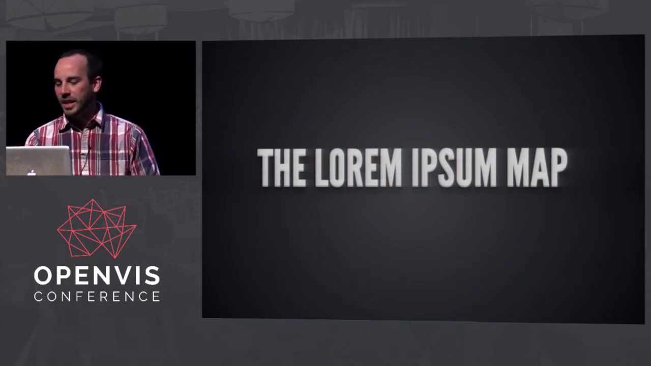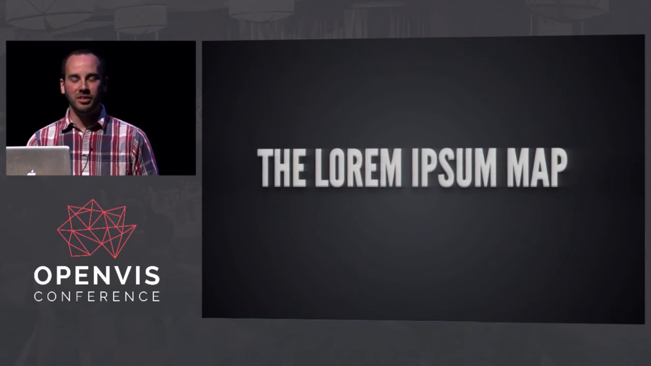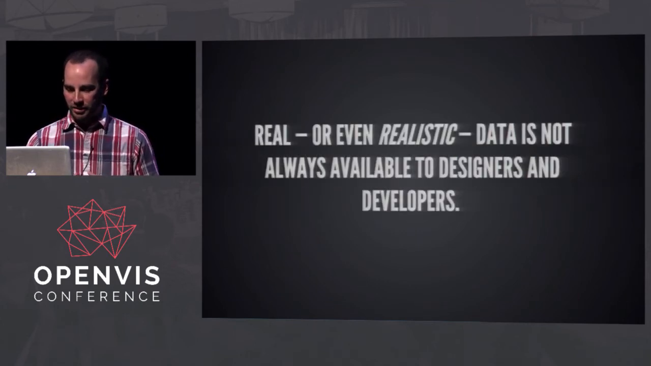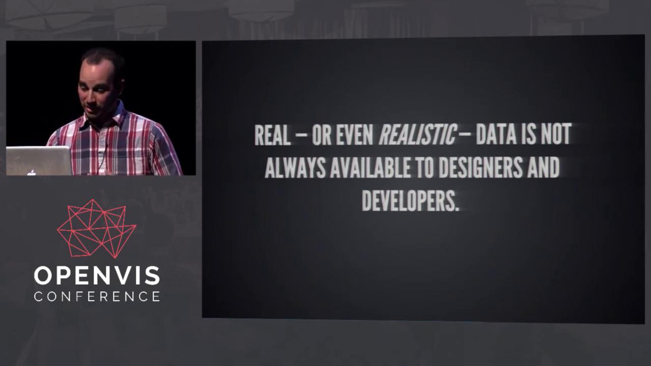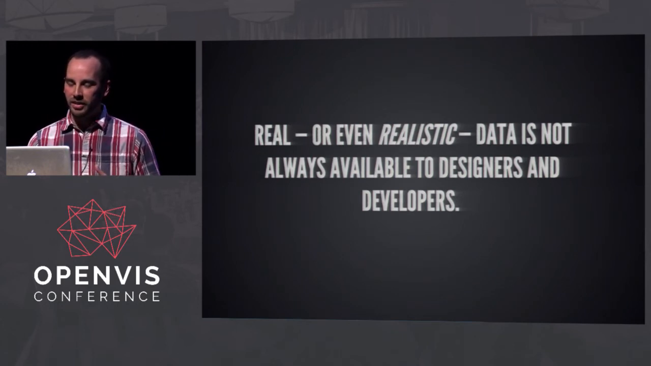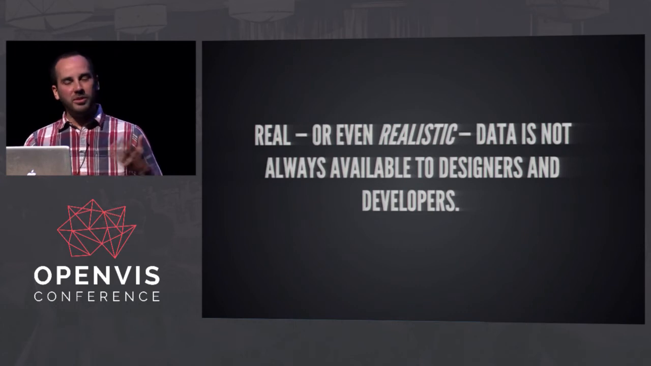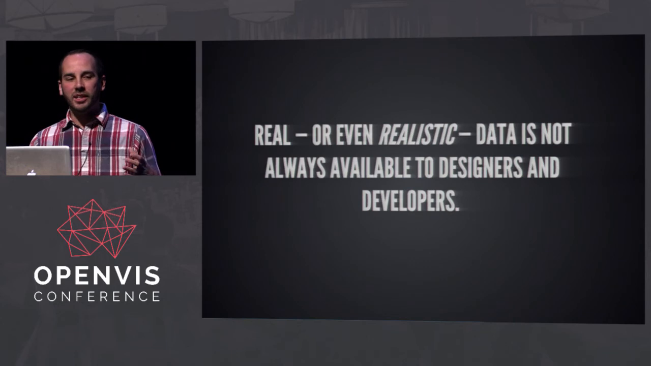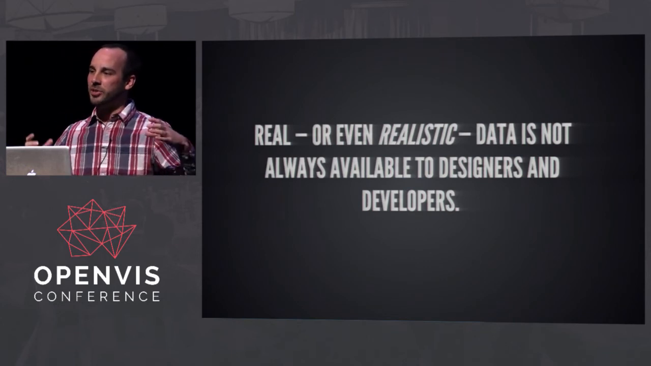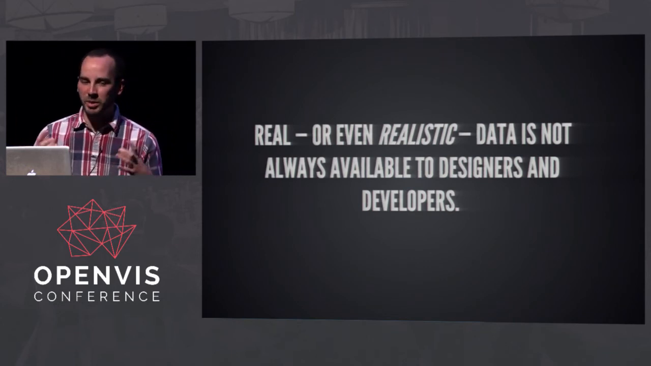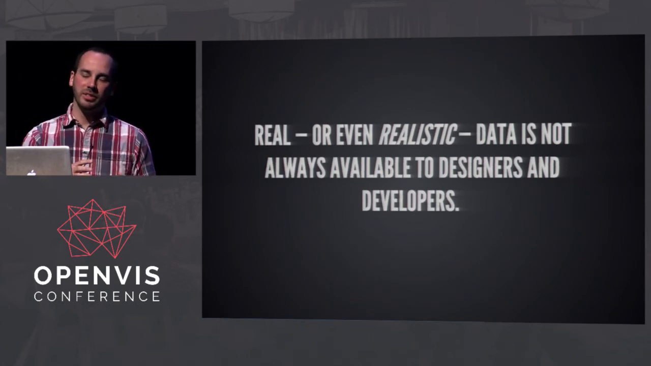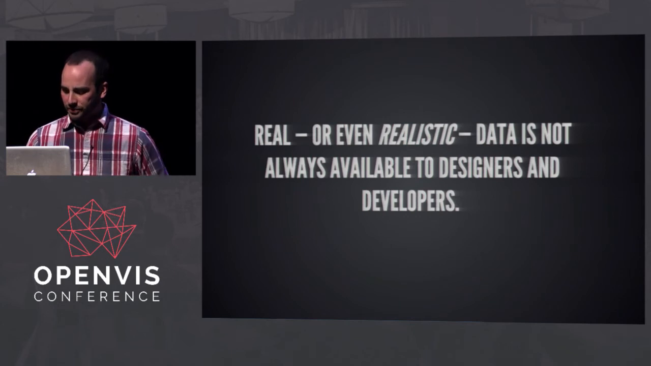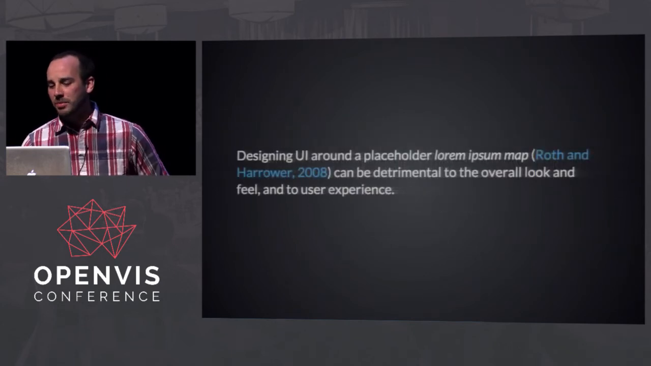And then kind of stepping back to the map as a whole, this term, the lorem ipsum map, which I'll reference in a second, but I'm thinking about how the whole gist of this is that when we're designing, building a map, we don't have real data, we don't necessarily even have realistic data, so we're using some kind of stand-in, whether it's something we made up or something that's close to what we need, and we're building our whole thing around that. And that can be a problem sometimes.